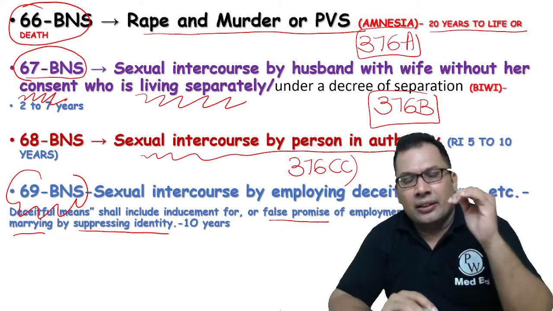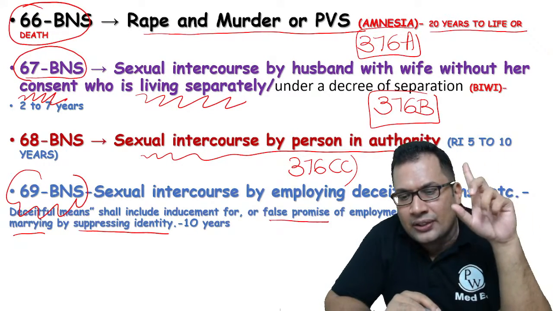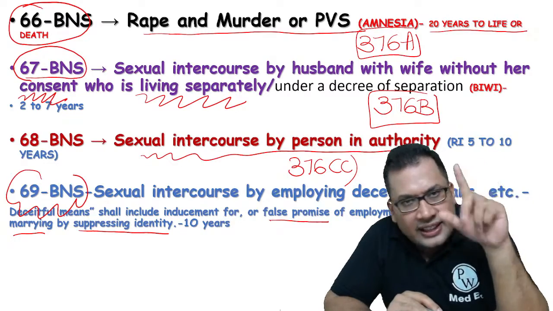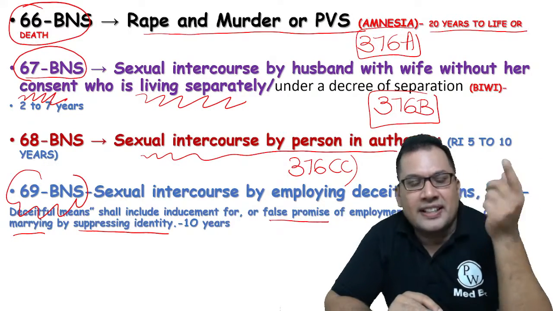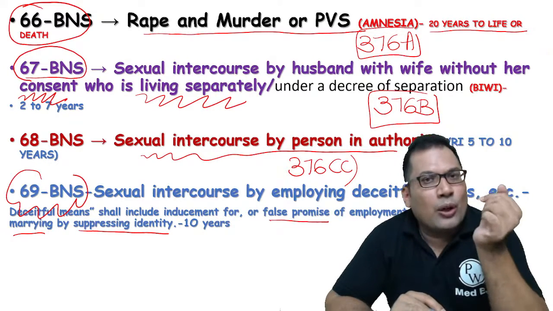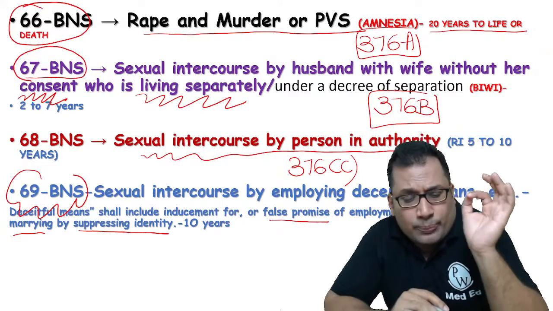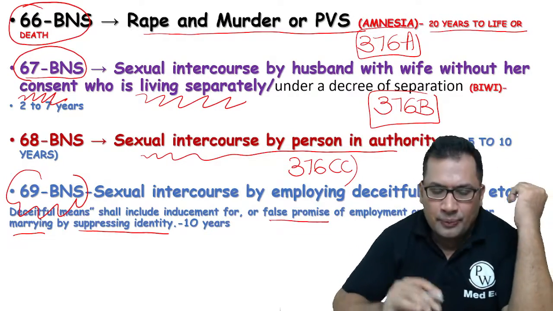I'll repeat again. 66, rape and murder. Previously it was 376A. 67 BNS, 376B. 68 BNS, that is sexual intercourse by a person in authority. 69, sexual intercourse by employing deceitful means. Now let's see some more sections.